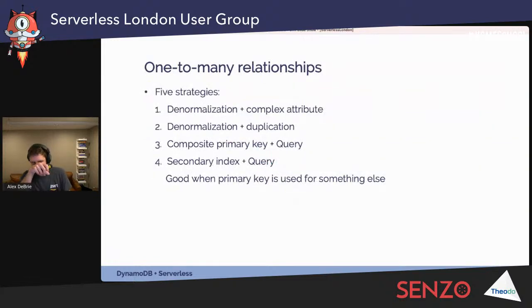So this is a good one when your primary key is already being used for something else, whether it's being used for that pattern in a composite primary key and query, or used for some other reason. You can sort of reorganize it into this secondary index and use this pattern there.